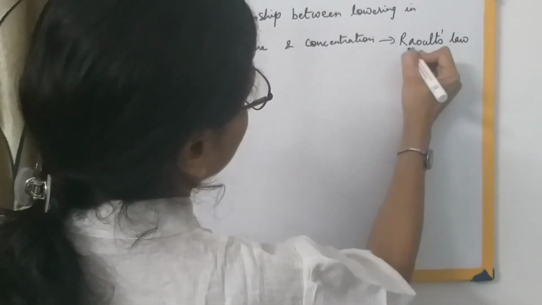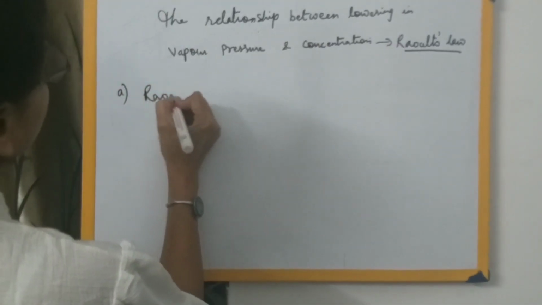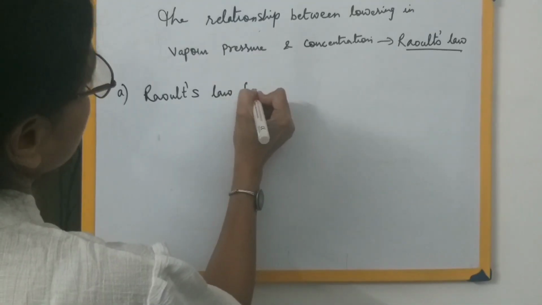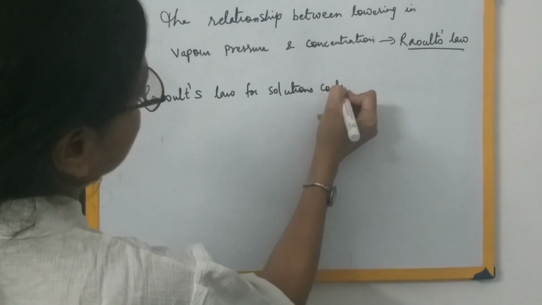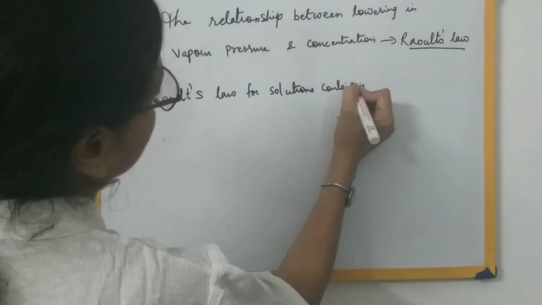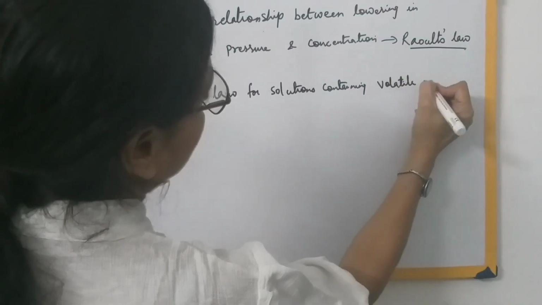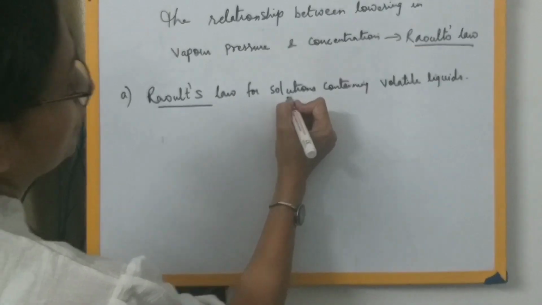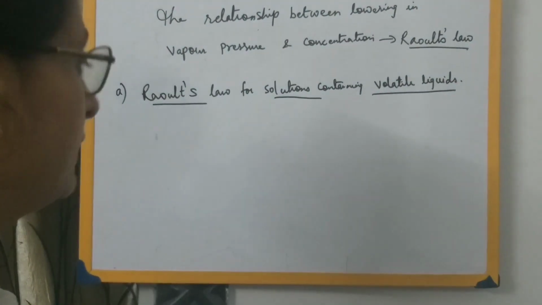We study it in different parts. So first is Raoult's law for solutions containing volatile liquids. That means when your solution has a solvent and everything in the solution is volatile in nature.